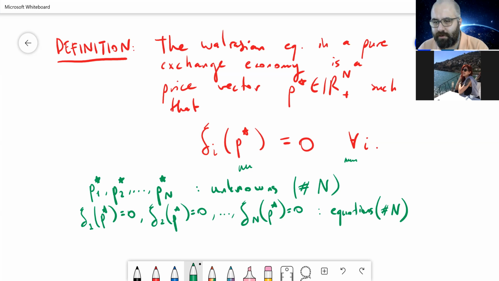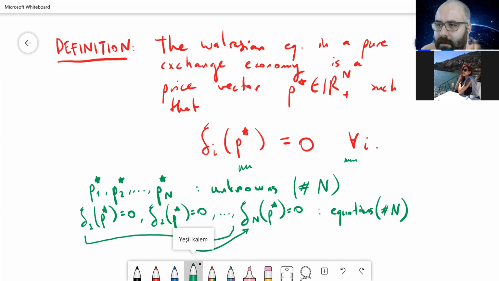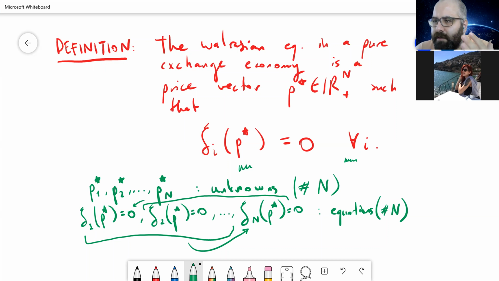No, you cannot, because you don't actually have n equations. Why? Because of the Walras law. These equations imply the last one. Or these equations imply the first one. So one of the equations does not give you genuine information about the price system. It already tells you what you know by knowing these n-1 equations.